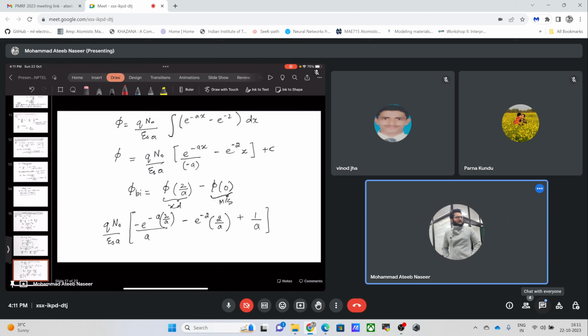So this a will be gone with this thing. Now if I take this 1 by a to be a common term, this is a square. This is now minus e2, minus e2 times 2 plus 1. Or simply, wait a second.